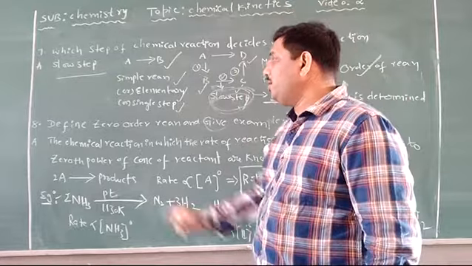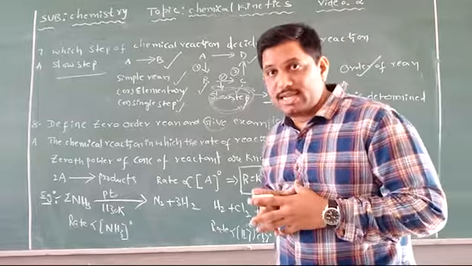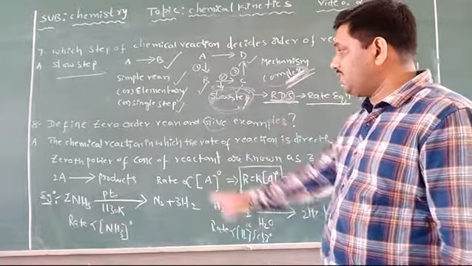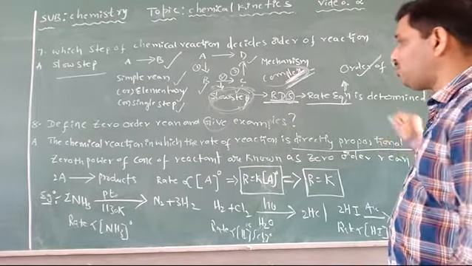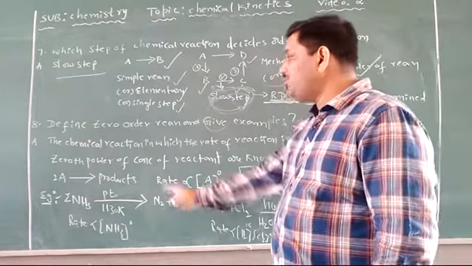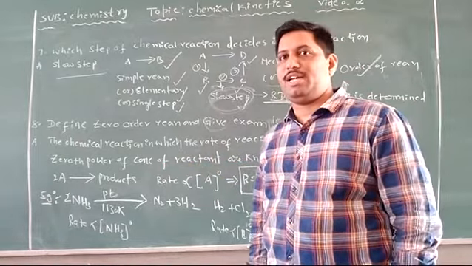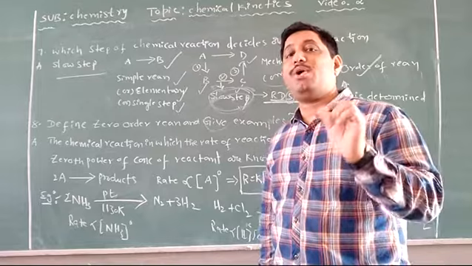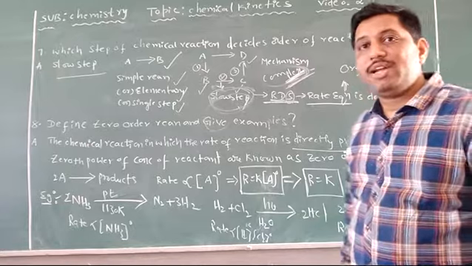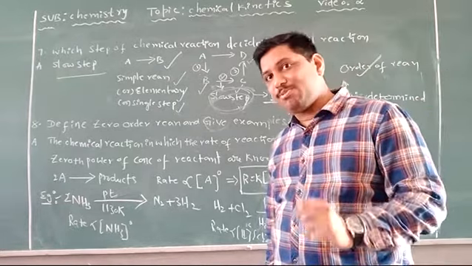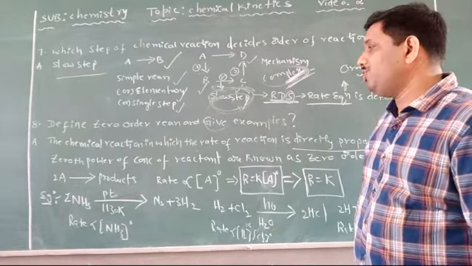Next question, students. Define zero order reaction and give an example. Definition: the chemical reaction in which the rate of the reaction is directly proportional to the zeroth power of the concentration of reactant is known as a zero order reaction.